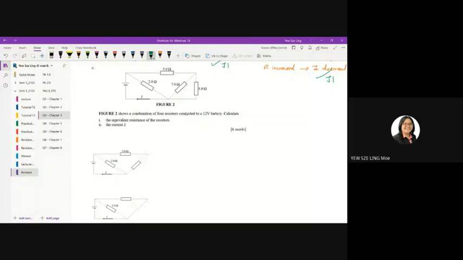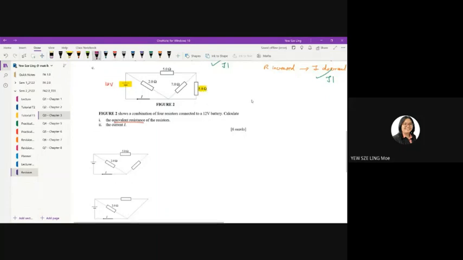All right, now let's look at question C. How to answer this question? First, you have to identify where your power supply is. The 12-volt battery is located on the right-hand side. Okay, this is your 12-volt battery. So question 1 asks you to calculate the equivalent resistance. How are you going to calculate the equivalent resistance? You start from the one that's located furthest away from the 12-volt battery. So in this case, it's the 5 ohm resistor.